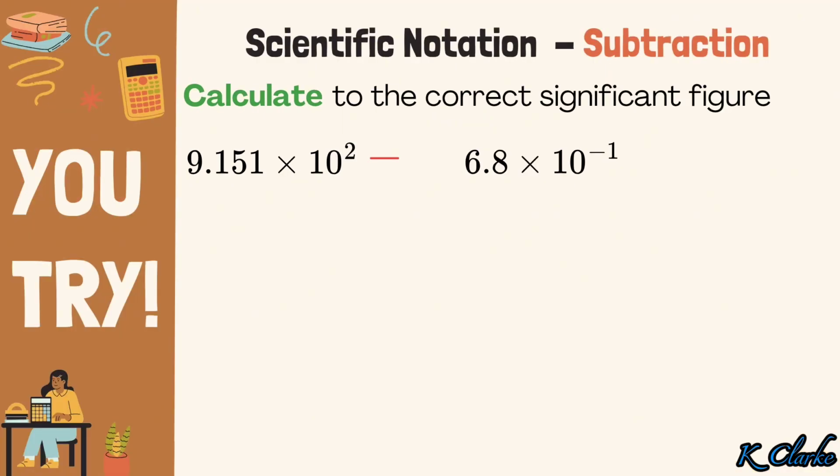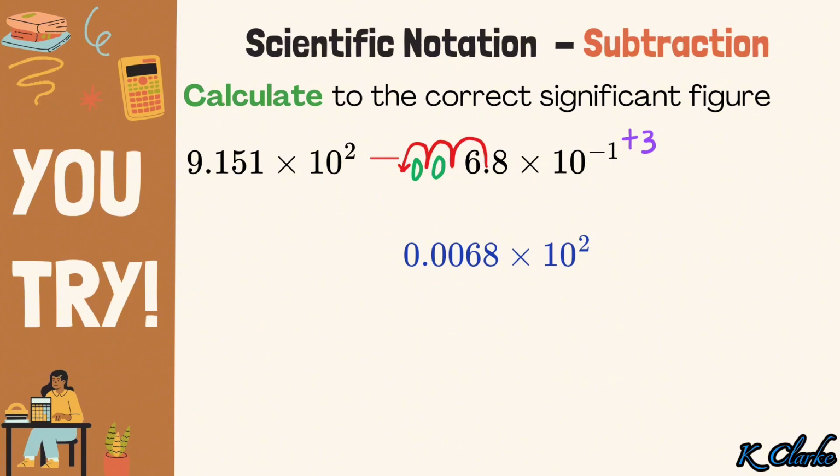Calculate 9.151 times 10 to the power of 2 minus 6.8 times 10 to the power of negative 1. First, convert the lower exponent to the bigger exponent. In this case, add 3 to negative 1. The converted value will be 0.0068 times 10 to the power of 2.